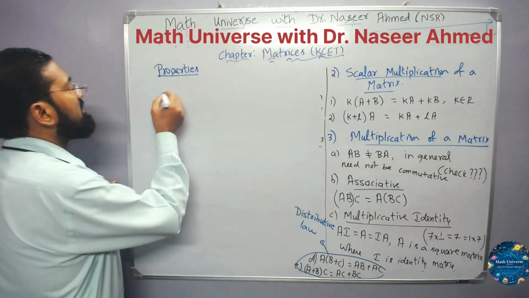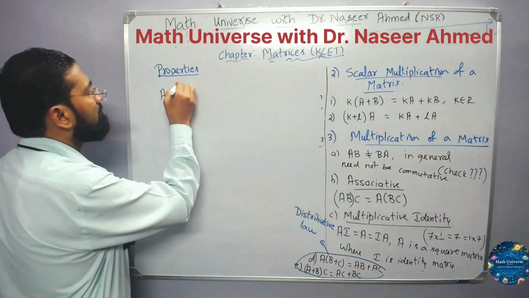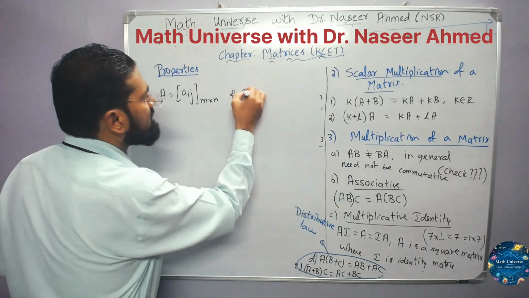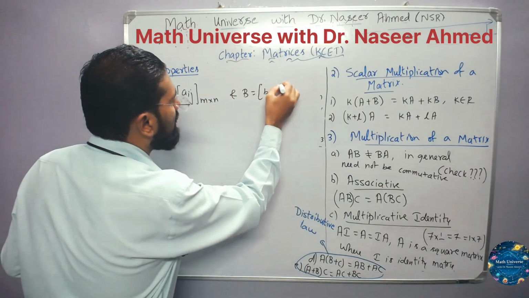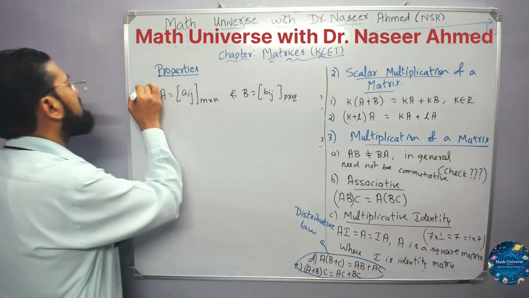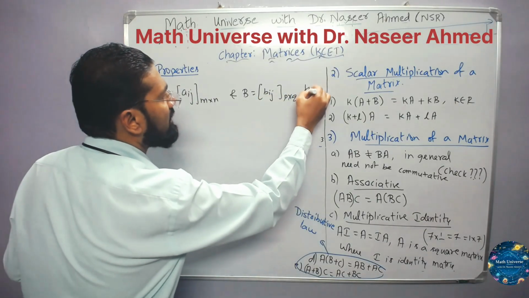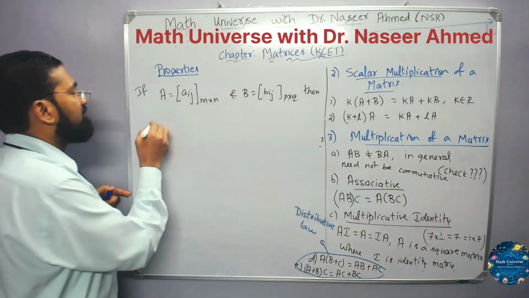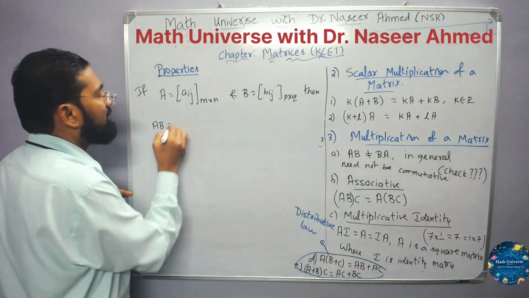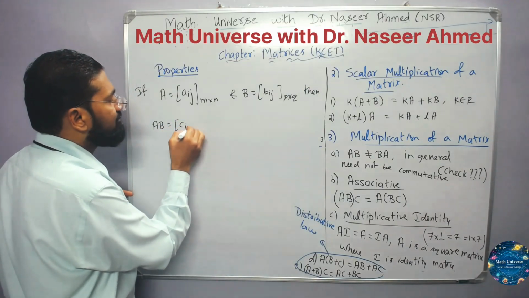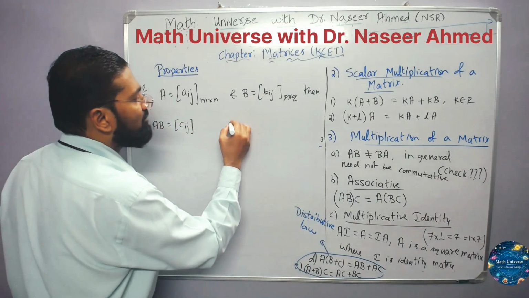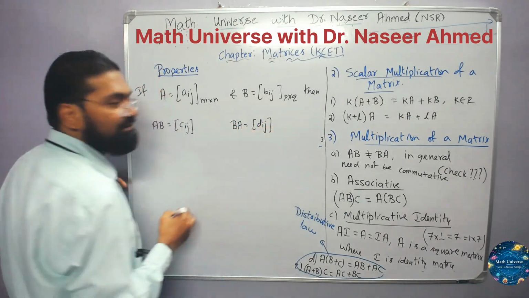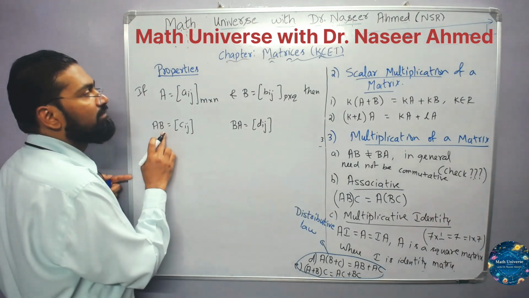Now, if I consider a matrix A, Aij, of order m by n, and matrix B, Bij, of order p cross q, then under what condition is A into B equal to B into A? Let us try to understand. If I talk about A into B, after I multiply, I get one matrix Cij. And if I go for B into A, suppose I get a matrix Dij. Now first recall the order for A into B.